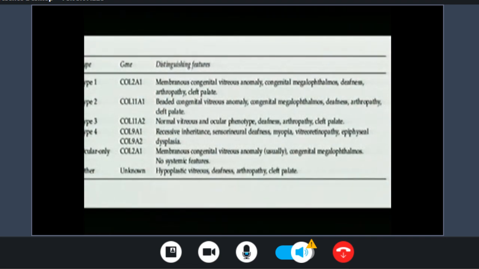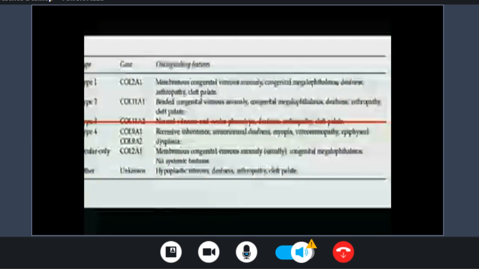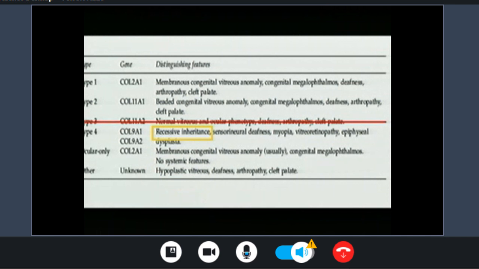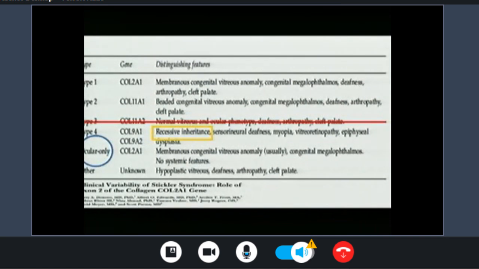So there are several types of Stickler syndrome. Type 1 accounts for 90% of cases with a mutation in collagen 2. Type 3 does not involve the eye. Type 4 is important to you because it is autosomal recessive. There is an autosomal recessive form of type 1 and an autosomal recessive form of type 4, and these are likely to be the most common ones in Saudi. There is an ocular-only phenotype. So if you don't see the systemic features, it does not mean that the patient doesn't have Stickler. The expressivity of this disease is variable within a family and between families.